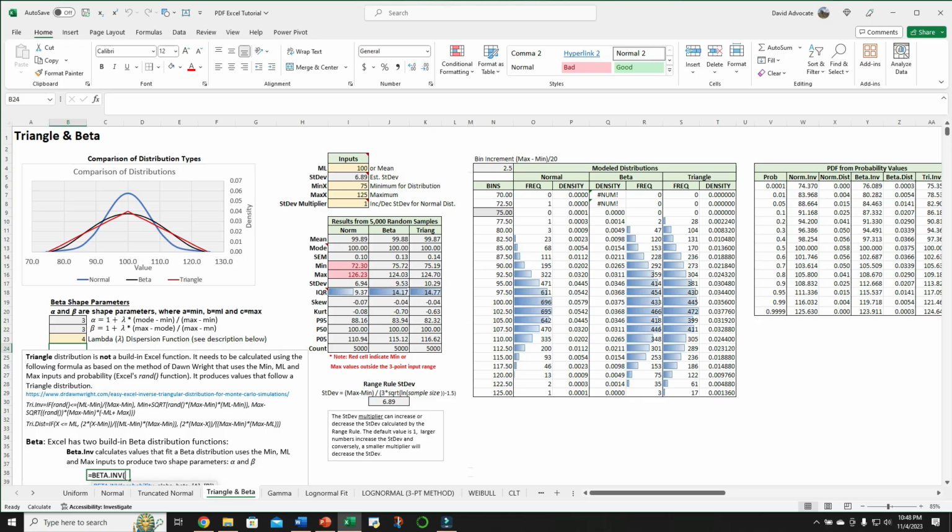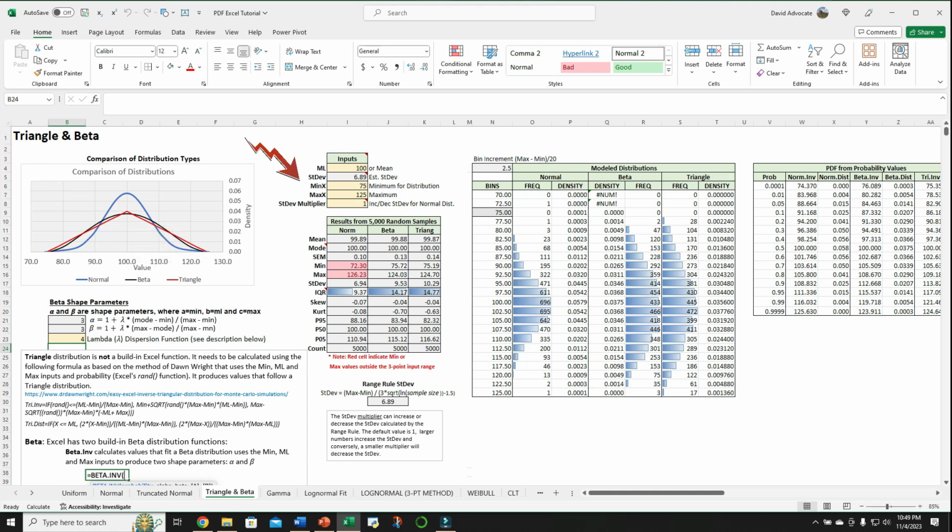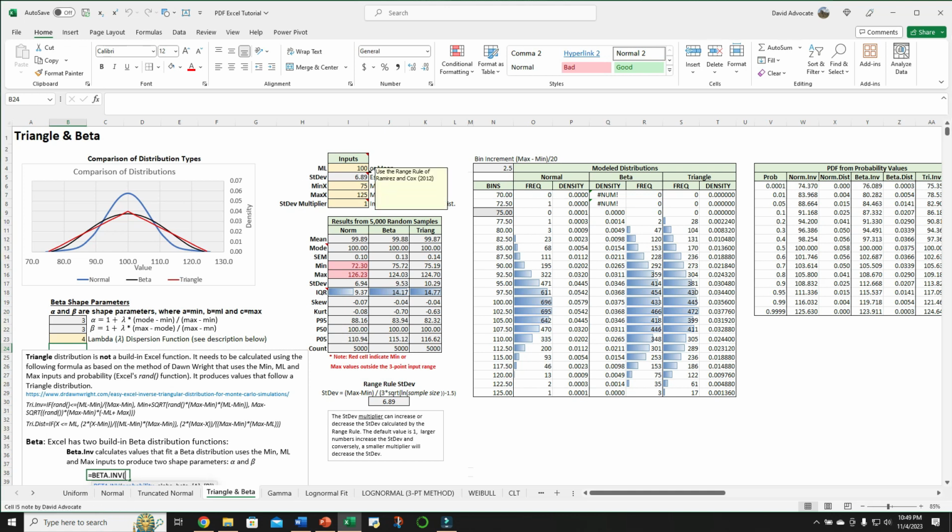In this Excel worksheet, we're going to look at the triangle and beta distribution. We'll compare the normal in blue to the triangle in red and the beta distribution in black. But first, let's take a tour of the worksheet. We have the chart here with the comparison. Here's where we put in the inputs for the most likely, the minimum, and the maximum. The standard deviation for the normal distribution is calculated here using the range rule.